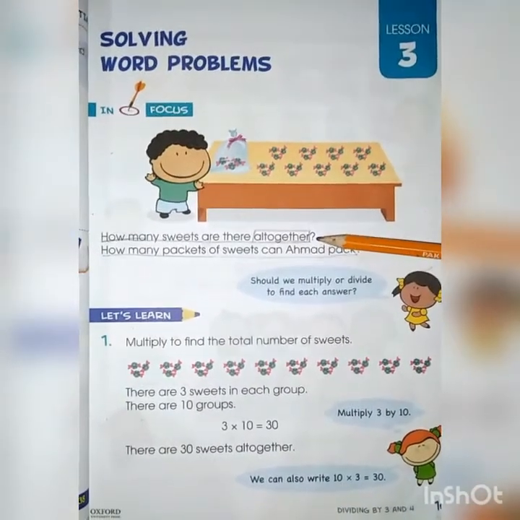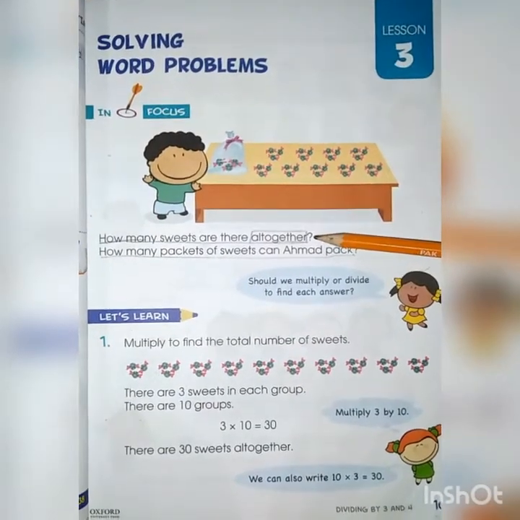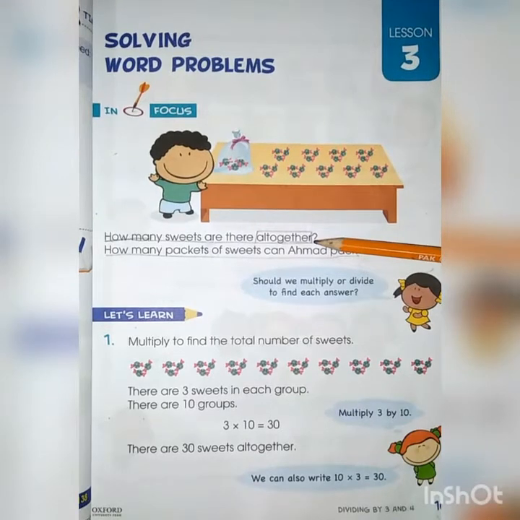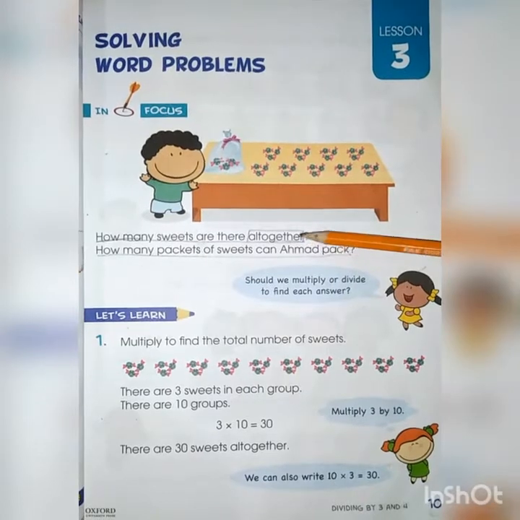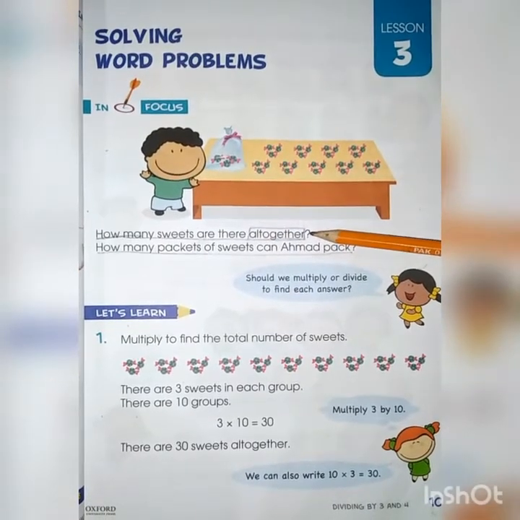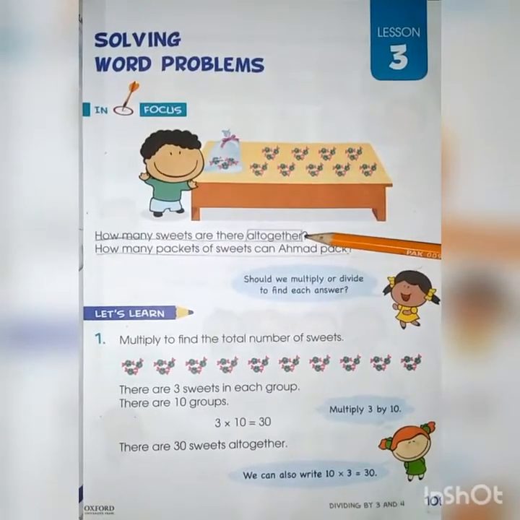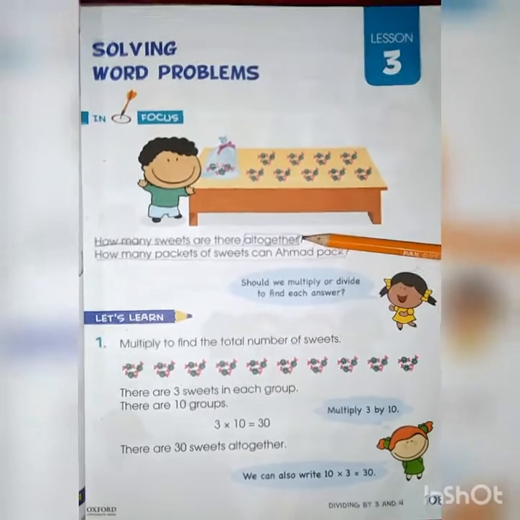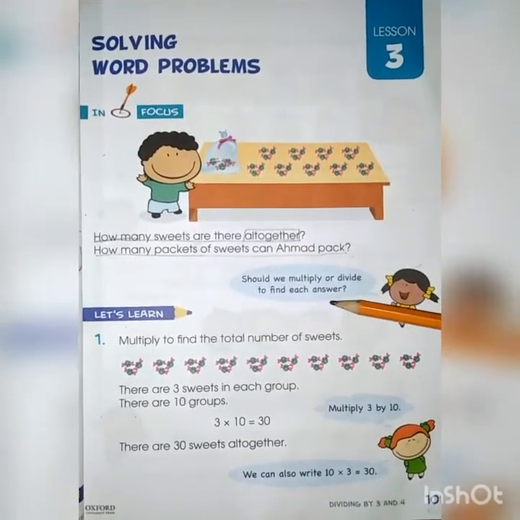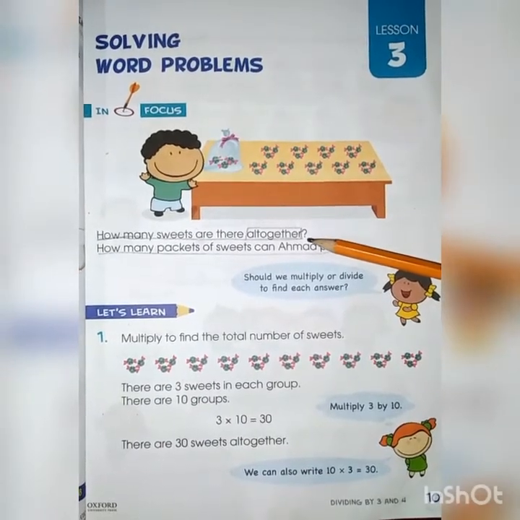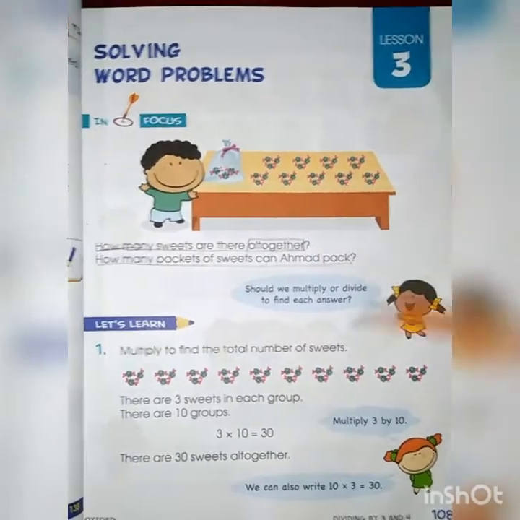By following the rules of solving word problems, first of all we will underline the question, how many sweets are there all together, and then we will box the keyword all together, which is used for multiplication or addition also. So here we will use it for multiplication purpose. Should we multiply or divide to find each answer? We have a keyword all together which is used for multiplication. So we will multiply.